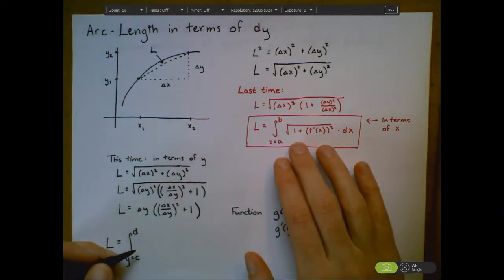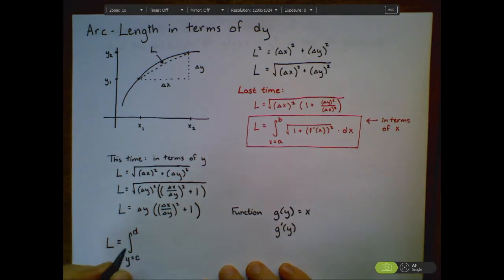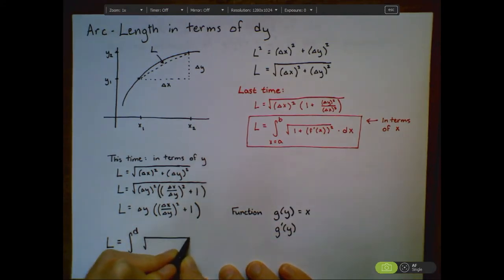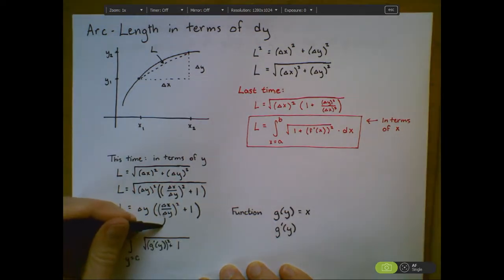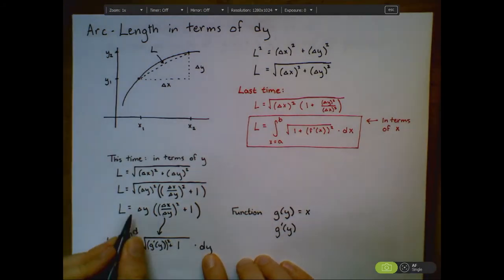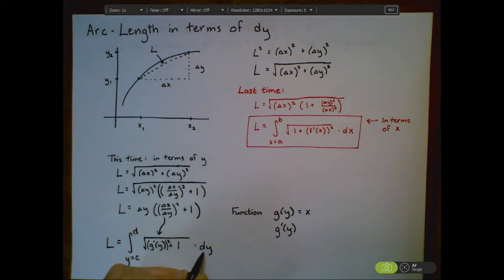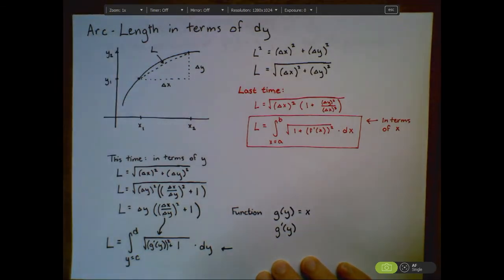And just like before, we're summing up each of these triangular pieces, so we'll end up with, by this formula, the square root of g prime of y squared plus 1. This g prime of y is squared because it's my dx dy times dy. So this is my differential in terms of y, and this is telling me that I'm breaking it up into pieces that are little slices along the y-axis instead of the x.